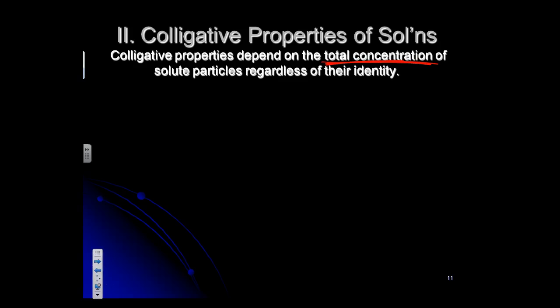Now we're going to talk about colligative properties. Colligative properties depend on the total concentration of solute particles, not their identity. We're talking about adding a solute to a solvent, and what properties the solvent is going to exhibit when you add a solute to it. These properties don't depend on what we add; they depend on how many pieces it splits up into, or how many pieces it ionizes into. That's the important part when we're dealing with colligative properties.